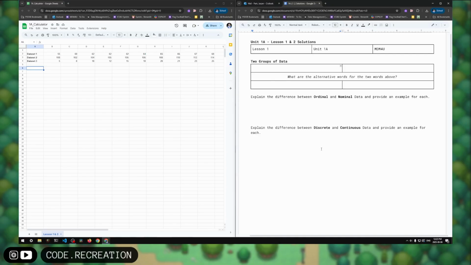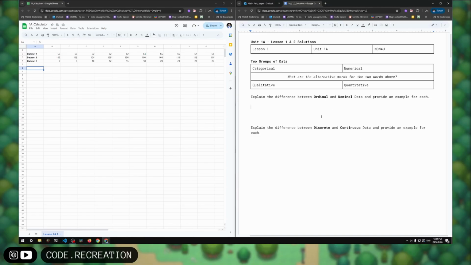So we start off with two groups of data. We have categorical and numerical data, and then the two alternative words that we can use for categorical and numerical are qualitative and quantitative. Cool. So those are the words I'm looking for. You can use categorical, numerical. Just be warned that in the future, when you read textbooks from different publications and universities, they might use qualitative or quantitative.